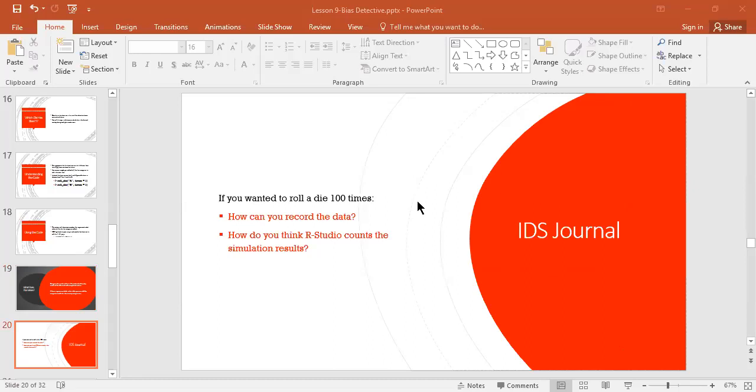And then I also want you to think about this. How do you think our studio counts the simulation results? Think about a function that we use in our studio that would count the outcomes for us. So first question, how would you record your data if you roll the die 100 times? And second question is how would you count the results of the simulation in our studio? I'm going to give you guys 2 minutes to answer these questions in your IDS journal.